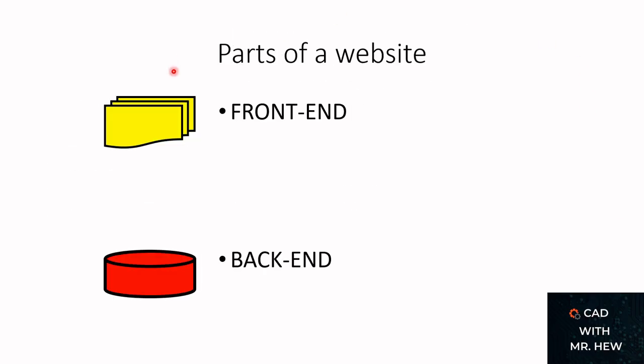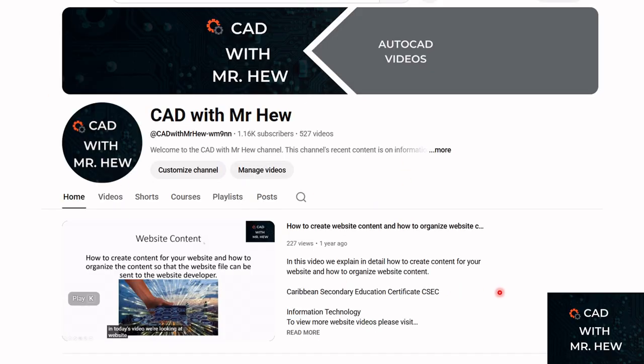Now, a website has two parts. We have the front end and the back end. The front end deals with the client side, which is the user interface. What does the user see on his browser? And we use HTML, CSS, and JavaScript for the front end.